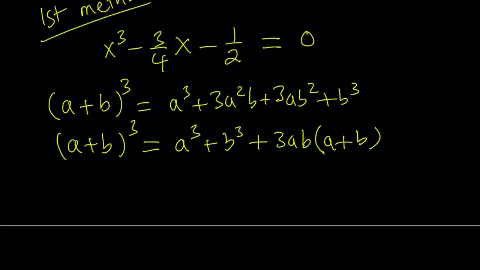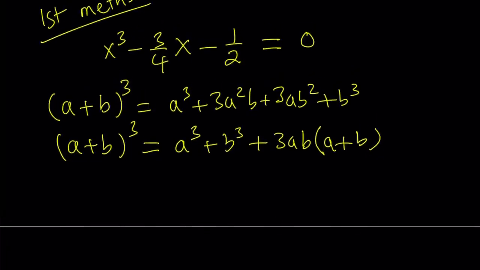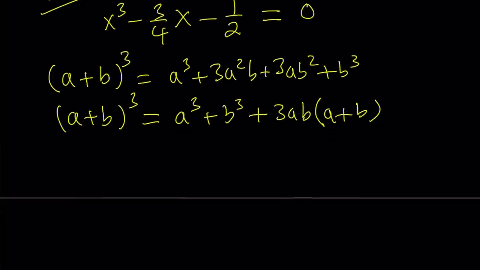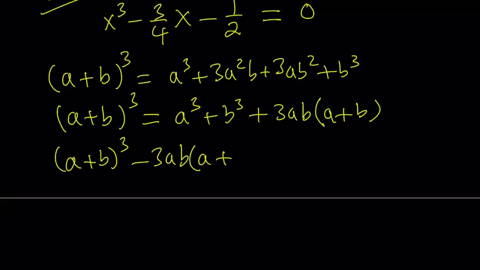And then here's what I'd like to do. To be able to use Cardano's formula, I'm going to isolate the sum of two cubes. So let's subtract 3ab times (a + b) from both sides. So basically from now on you can always use this identity. You don't have to derive it every time. This is equal to a cubed plus b cubed.